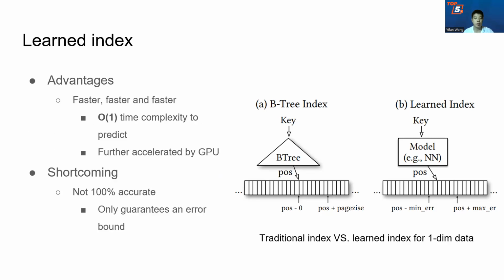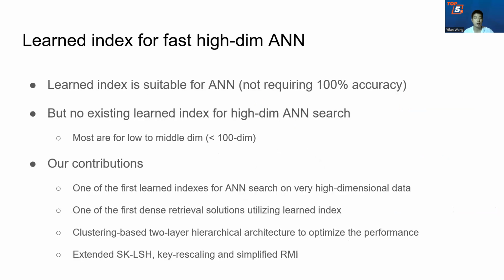So the advantage is it is very fast because theoretically it only takes O(1) time to predict, and it can be further accelerated by GPU. But the shortcoming is it cannot make sure of 100% accuracy. But in our case, learning index is suitable for ANN because ANN doesn't require 100% accuracy. The issue is there is no existing learning index for very high dimensional ANN search. Most of them are for low to middle dimensional, like less than 100 dimensions.